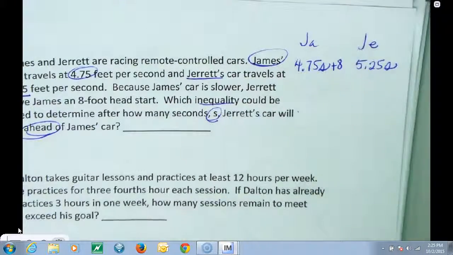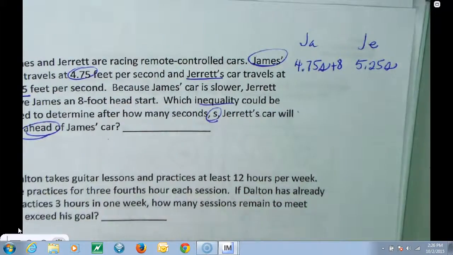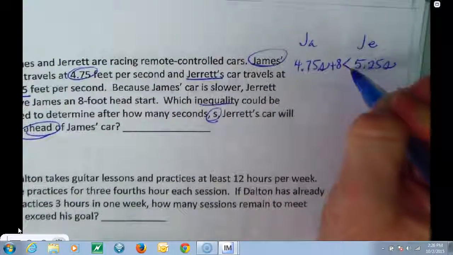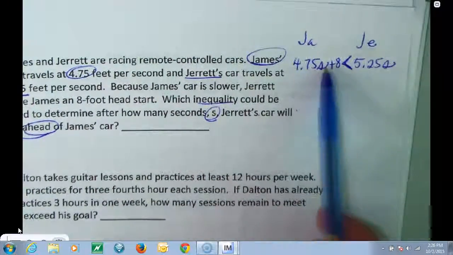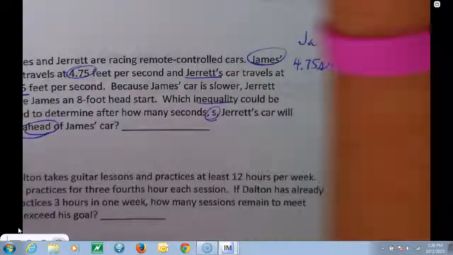Now, do we want to know them being equal, the same distance? We want to know when Jared gets ahead. So we want Jared's to be more than. So the symbol needs to open up to Jared, since we wrote it backwards. We can't say less than and greater than? Well, we just put the symbol in there.